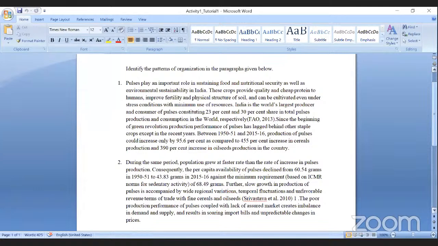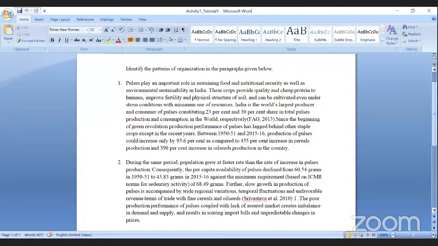During the same period, population grew at a faster rate. Now this is a specific to general case. You need to explain, ma'am. Here, the facts related to pulses production across the time, 2015 to 16, and from that they go on to a conclusion of what its impact is on the market, as well as the unpredictability of demand and supply. Is that agreeable to others too?